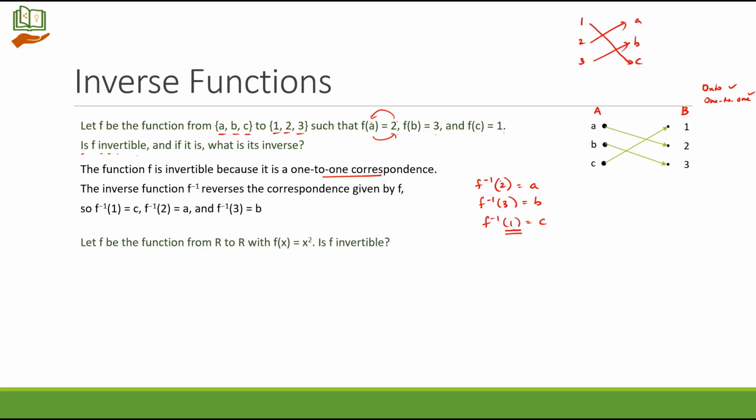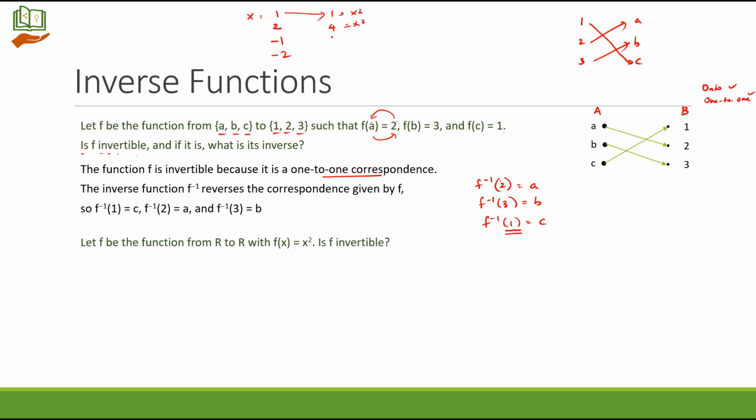Now let's take another example. Let f be the function from R to R with f of x equal to x square. Is f invertible? So when x is positive, let's take x equal to 1. x square will be equal to 1 here. When x is equal to 2, we will have x square equal to 4. What about x equal to minus 1? We will have x square as 1 again. What about x equal to minus 2? We will have 4 again in place of x square.